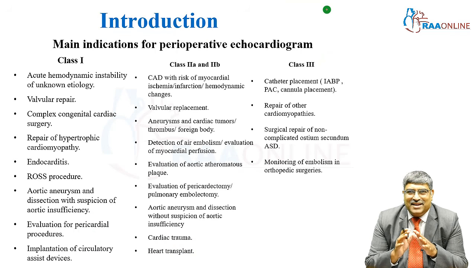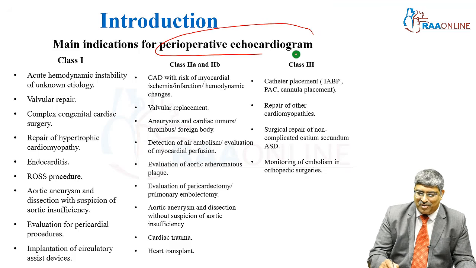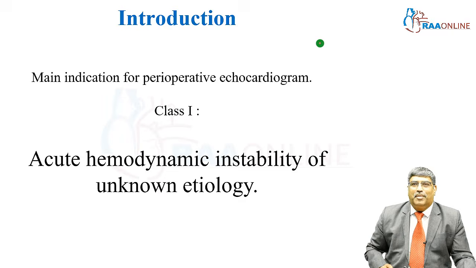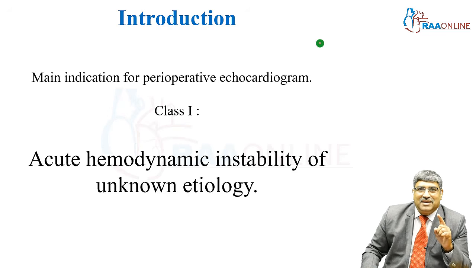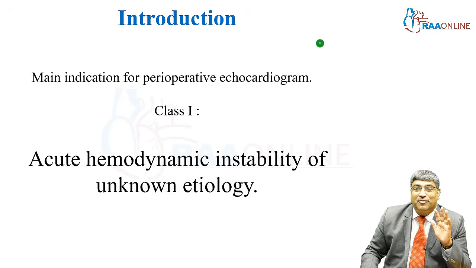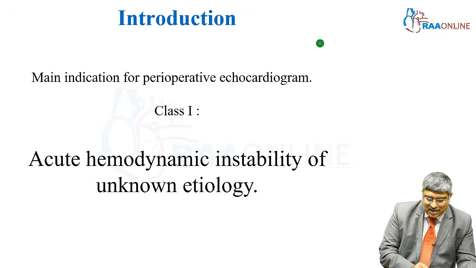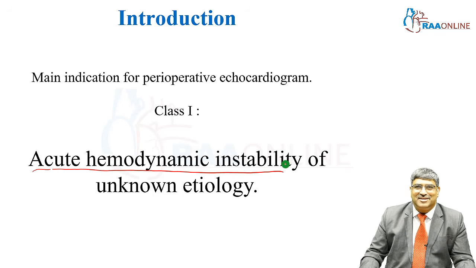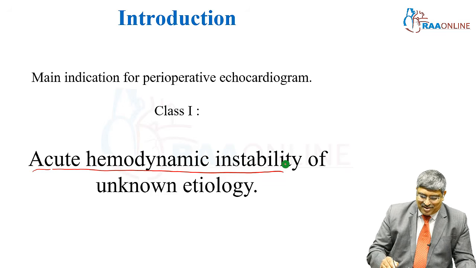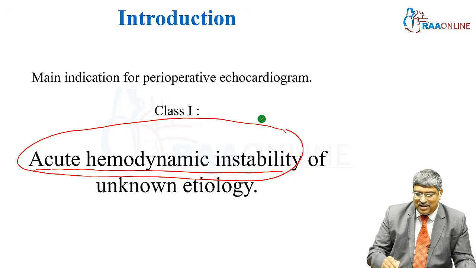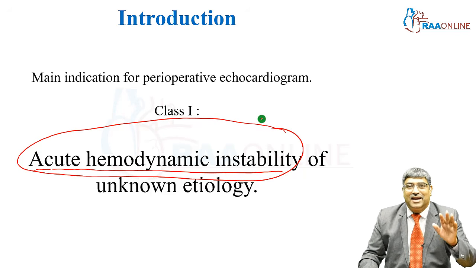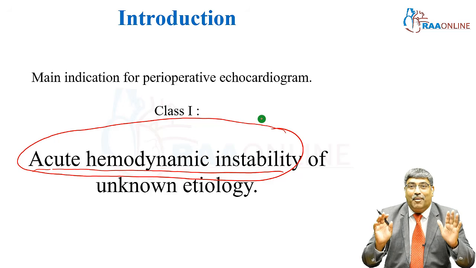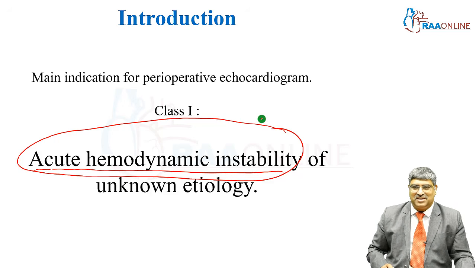There are many indications for perioperative echocardiogram. You have class 1 indication, class 2A, B and class 3. But the classical class 1 indication for perioperative echocardiogram is acute hemodynamic instability of unknown etiologies. As an anesthesiologist, you will face this situation in the perioperative period at any time. At that time, the knowledge of echocardiogram will come in handy to rescue the patient.